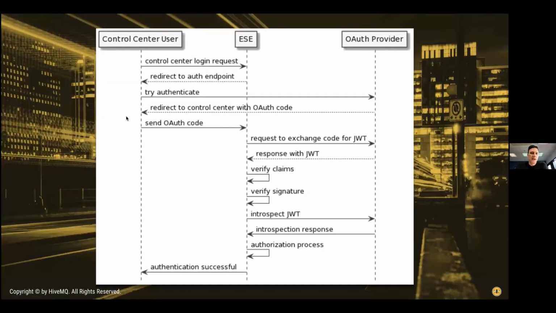What's happening behind the scenes is the full OAuth authorization code flow. This is the most secure and most advanced flow that is specified in the OAuth 2.0 specification. And this is really the way to go for authentication of users in a web application, which is the HiveMQ Control Center.